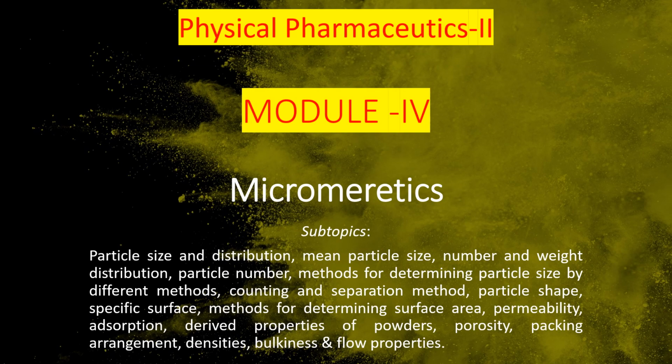Let's move to module number 4. Its name is Micromeretics, and the subtopics include particle size and distribution, the mean particle size, number and weight distribution, particle number, method of determining particle size by different methods, counting and separation method, particle shape, specific surface, the method of determining surface area, permeability, adsorption, the derived properties of powders, porosity, packing arrangement, densities, bulkiness, and flow properties.